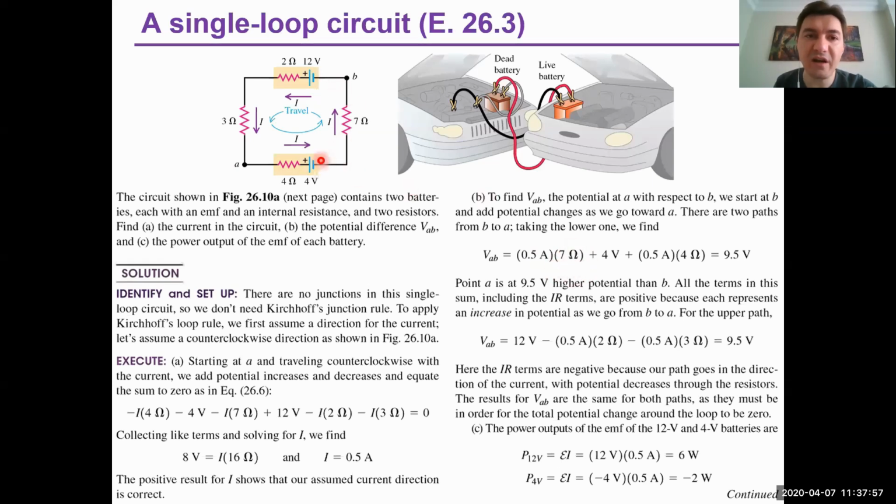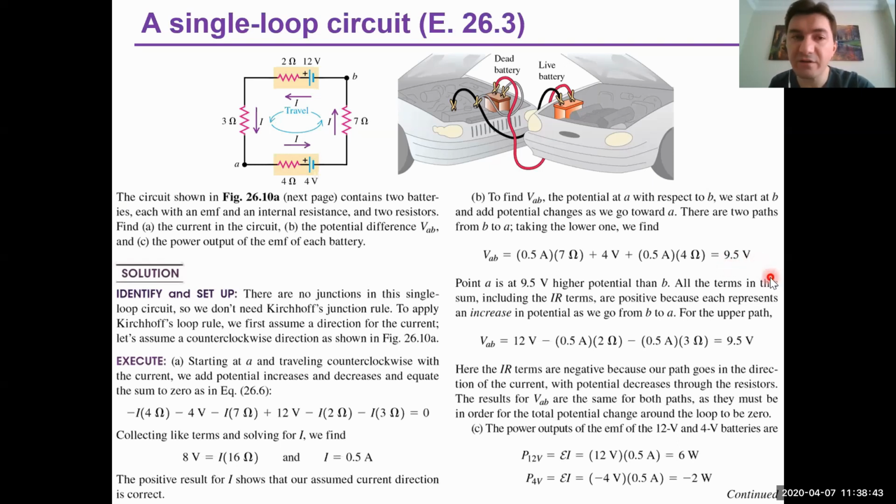Here we have travel direction from negative to positive in that EMF, okay? From negative to positive, we should have a positive contribution to Kirchhoff's rule, okay? So then here we have another resistor, a 4 ohm resistor, direction of the travel. This is the direction of the current. Direction of the travel and direction of the current are opposite to each other. So we have a positive contribution. In total, we have 9.5 volt.